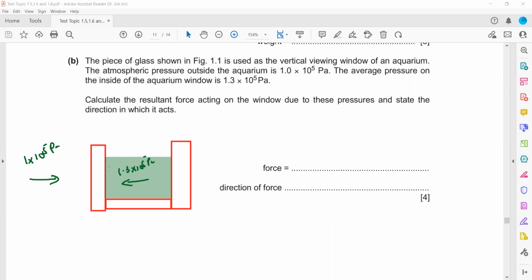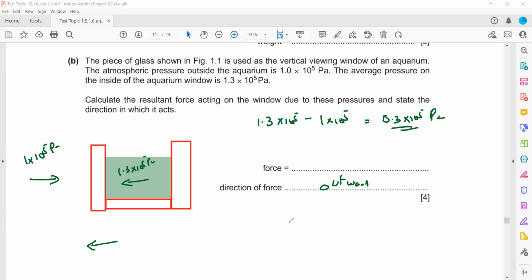Calculate the resultant force. As it is obvious, the resultant force should be outward. Why? Because the pressure from inside is more and the pressure from outside is less. So the resultant force should be in this direction, because 1.3 into 10 power 5 is more than 1 into 10 power 5. So the resultant pressure will be towards outside, and the resultant force should also be outwards. Then how to get that force? First, we find the difference in the pressure, 1.3 into 10 power 5 minus 1 into 10 power 5. So it will be 0.3 into 10 power 5 Pascal. That is the resultant pressure.